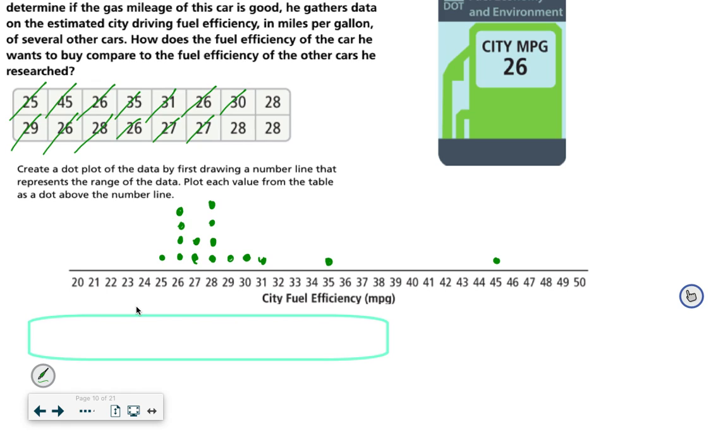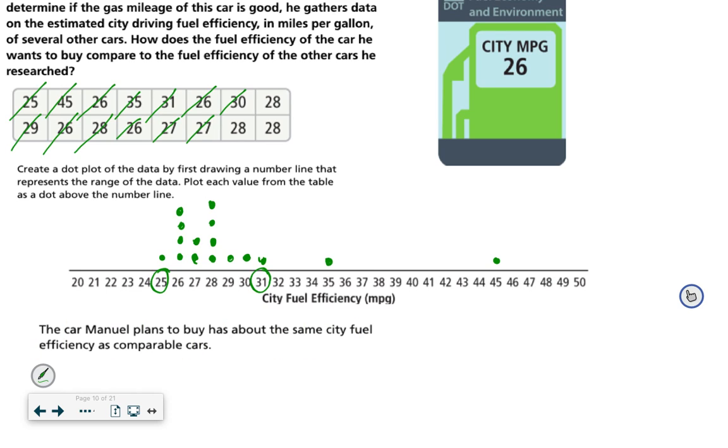So how does the fuel efficiency of the car he wants to buy compare to the fuel efficiency of the other cars he researched? As you see here, there's a cluster between 25 and 31. Which means that the car Manuel plans to buy has about the same city fuel efficiency as comparable cars. So the car Manuel plans to buy is one of the efficient cars when we compare it to the other cars he researched.